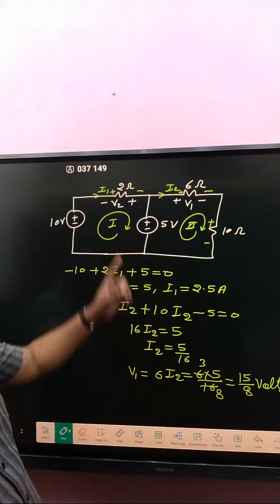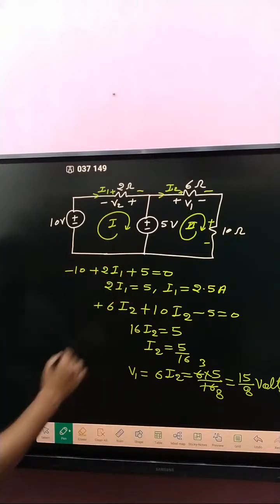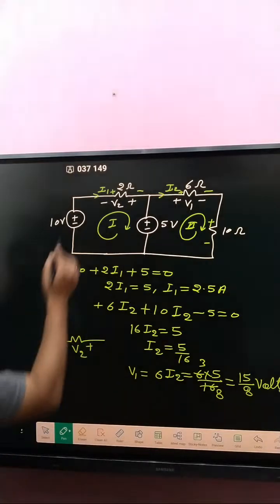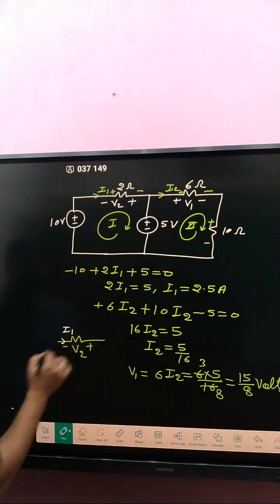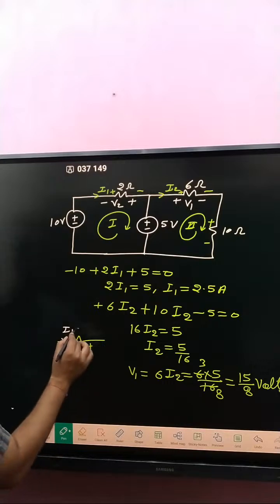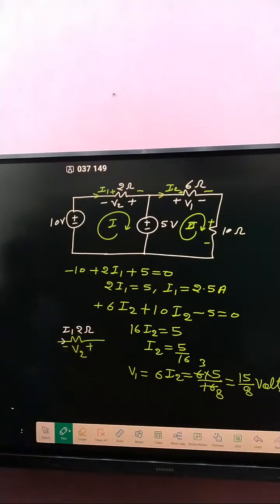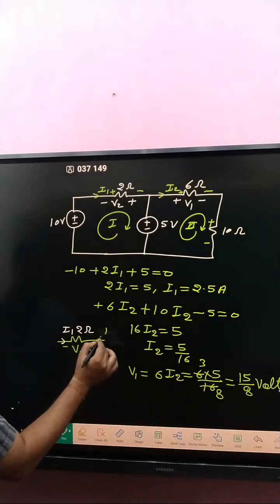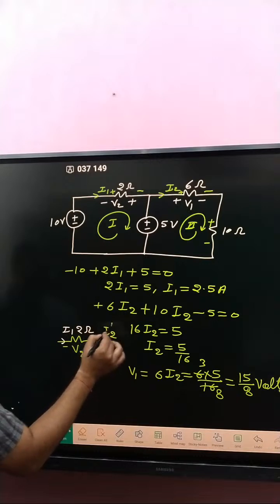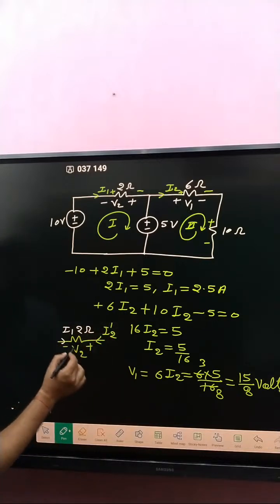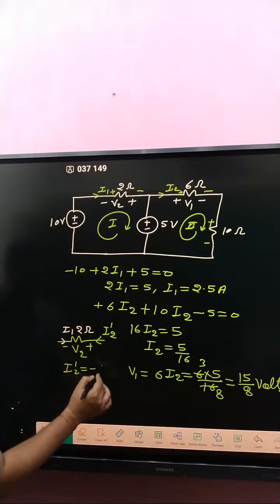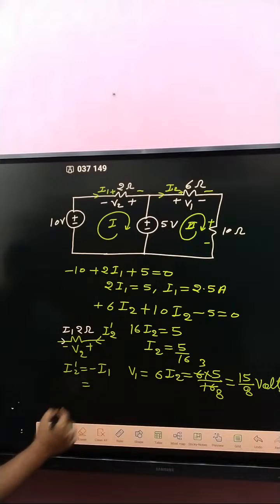And what about V2? If you see very carefully, now look. V2 polarity is given like that one. According to here I1 like that one, and that one is 2 ohm. So what about V2? Now if anyone faces doubt, then write V2 with I2 dash. What is the relation between I2 dash and I1? Both are in opposite directions.